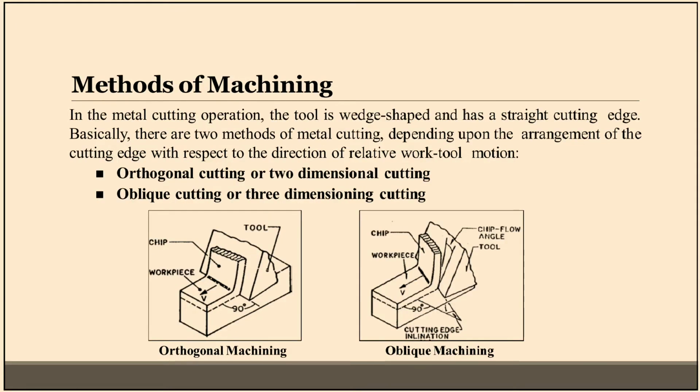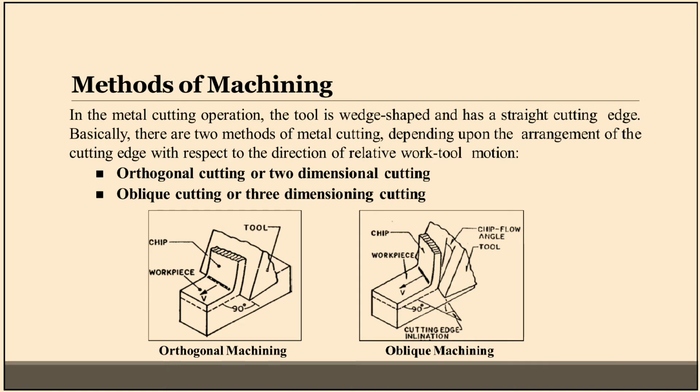Methods of machining. In the metal cutting operation, the tool is wedge shaped and has a straight cutting edge. Basically, there are two methods of metal cutting, depending upon the arrangement of the cutting edge with respect to the direction of relative work tool motion. So there are two pictures. First one is orthogonal machining and next one is oblique machining.